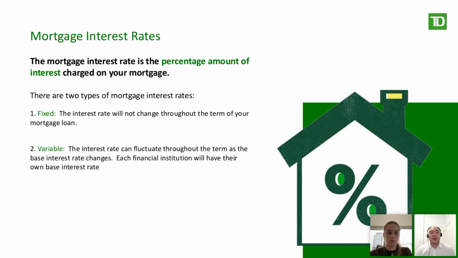With a variable mortgage payment, the interest rate can fluctuate through the term as the base interest rate changes. Each financial institution will have their own base interest rate.